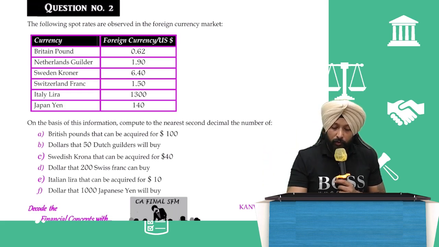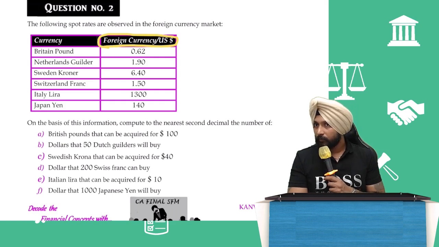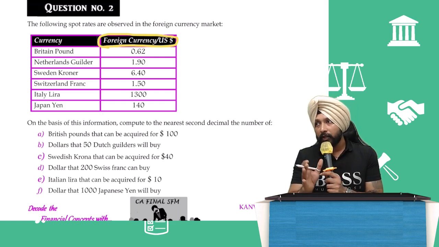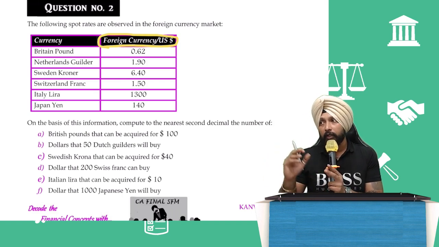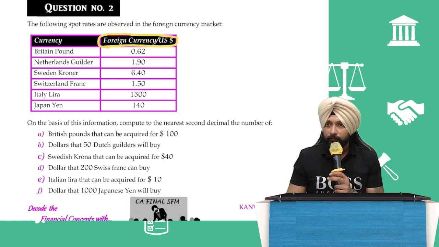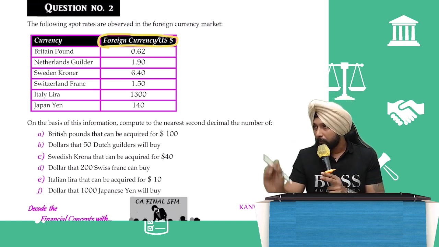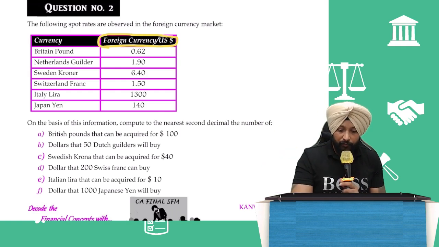And the quotation is given as foreign currency per US dollar, which means they are taking dollar in the denominator. That is okay, but I need to ensure that the dollar in the denominator should be the base currency. You understood what I said? My base currency should be in the denominator. This is what I have told you.